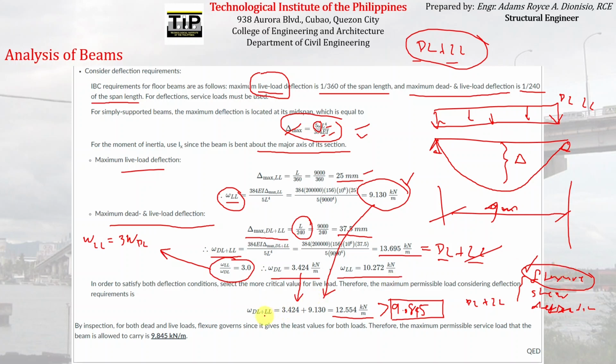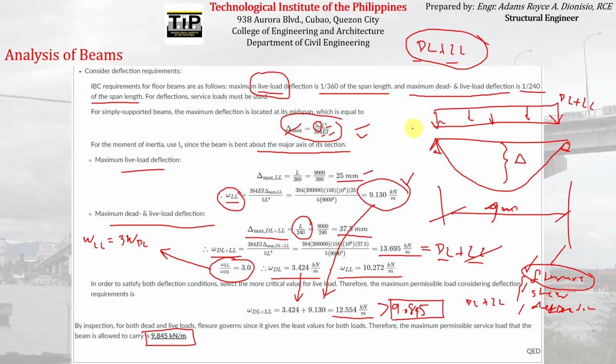Okay, so therefore, the correct answer for this particular problem is equal to 9.845. That is the maximum permissible service load, which is equal to the sum of dead load and live load here, that can be applied to the given steel beam for this particular question, that will ensure that it will not violate any of the limit state for flexure, shear, as well as deflection. Okay, so that is the answer for this particular problem.